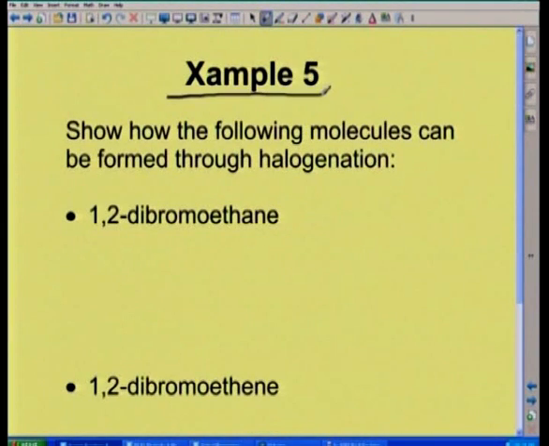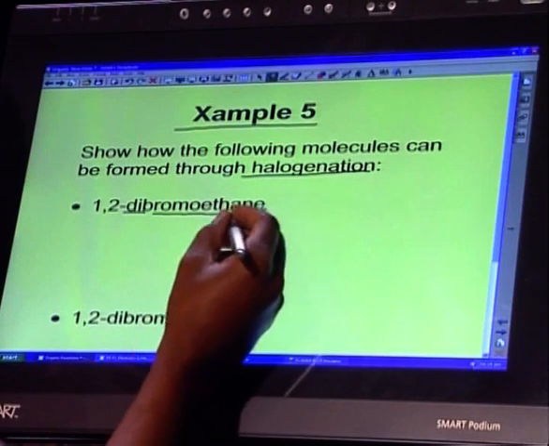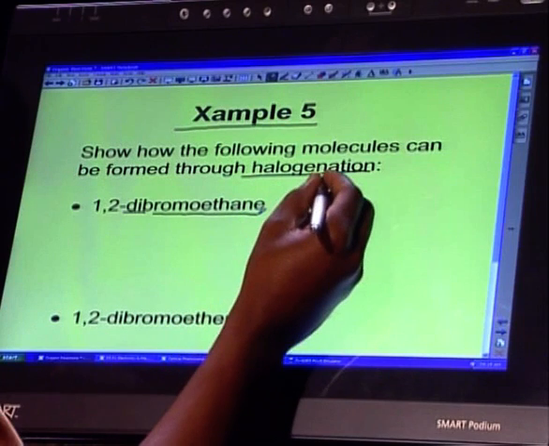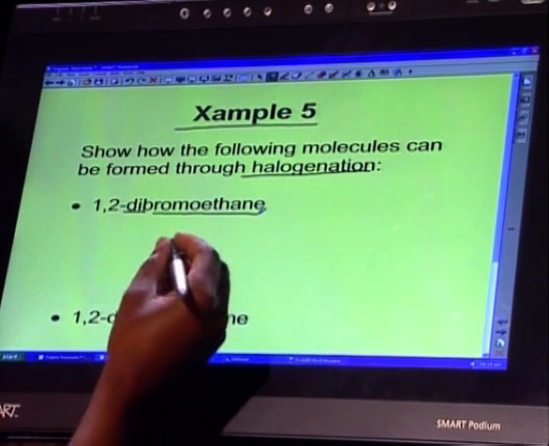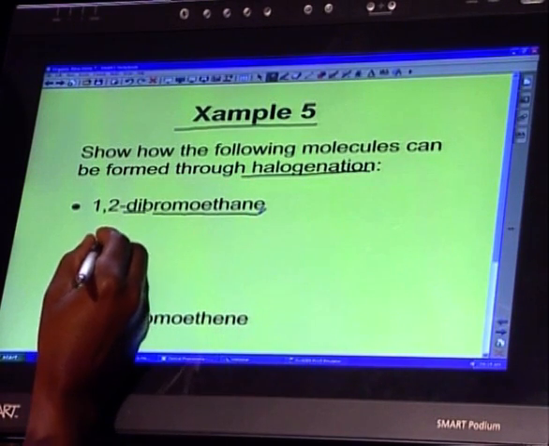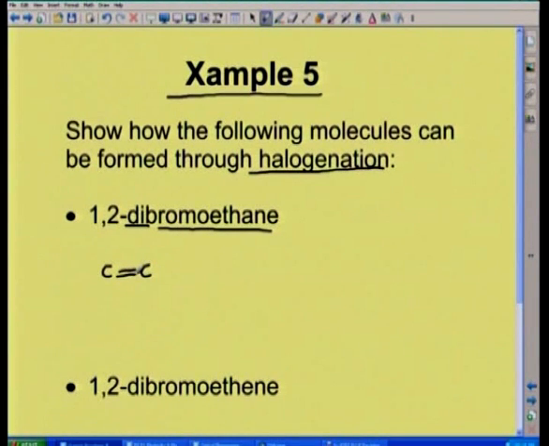Let's look at example 5. Show how the following molecules can be formed through halogenation. Now, the first molecule we are to look at is 1,2-dibromoethane. If this is an ethane molecule, it means that I am from ethene, all right? So I've got this situation at first. I've got a double bond between carbon atoms for it to be an ethene.